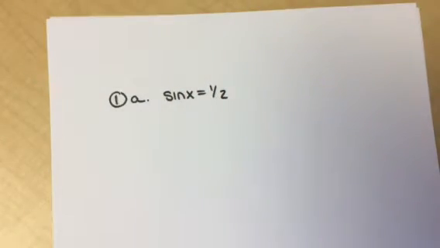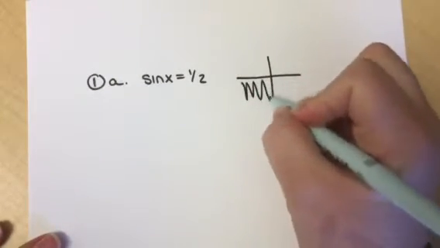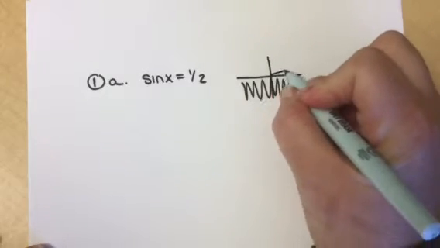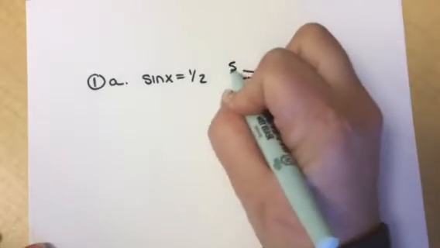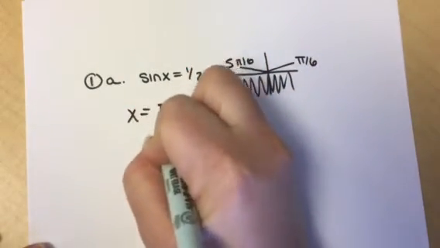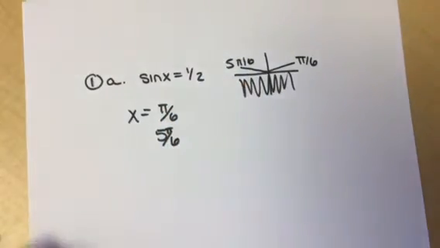So you're looking for all the values of x where sine of x equals 1/2. Well, sine is negative down here in the bottom two quadrants, 3 and 4, so it can't be there. And in fact, it happens at these two angles, at pi over 6 and 5 pi over 6. So x is going to equal pi over 6 and 5 pi over 6.